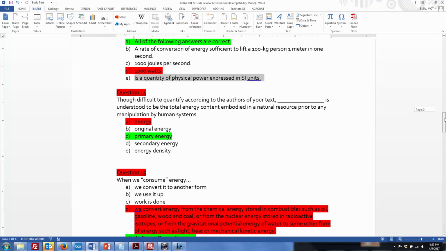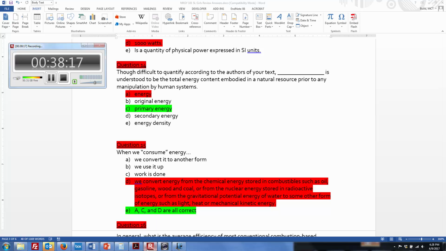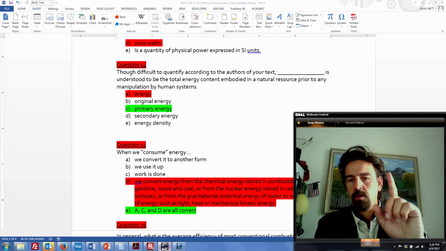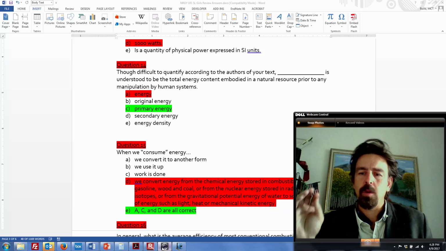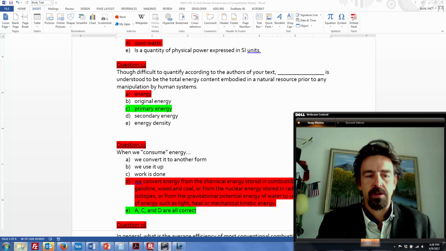Okay. Let's look at 14. Though difficult to quantify according to author text, blank is understood to be the total content required, embodied. Okay, so here's where I'm going to show you chapter 1 of the textbook, and I'm hoping you can go into the Moodle shell and read this. So I'll show you the textbook right now.